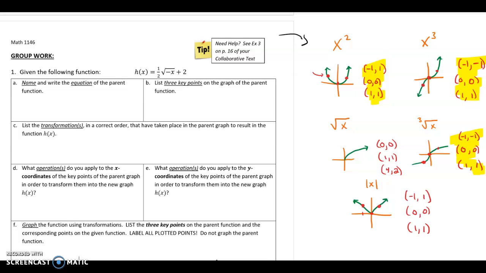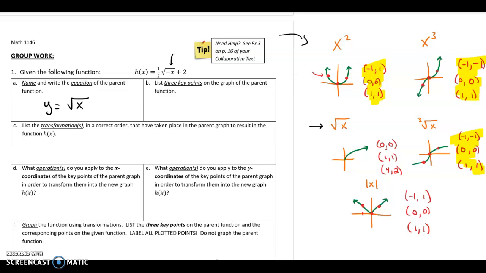The best way to do this would be to take away all the numbers. If we get rid of the 1/2 and the negative sign and the +2, what's left? I'm going to give you guys a second to think about what that parent function would be. We should have been able to identify this square root symbol right here, which tells us that our parent function is y equals the square root of x.